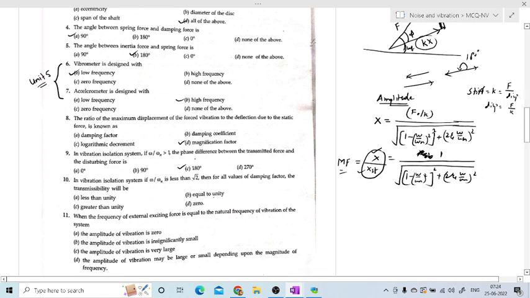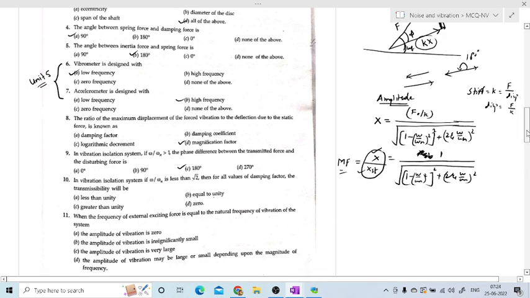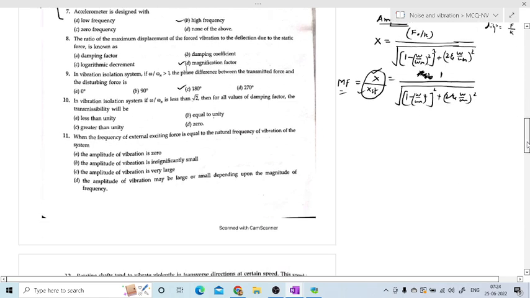So in vibration isolation, if omega by omega n is less than 1, then phase difference is 0, and if it is greater than 1, then its phase difference is 180. So we have to keep in mind these things.